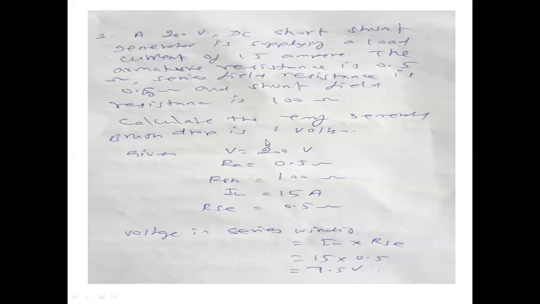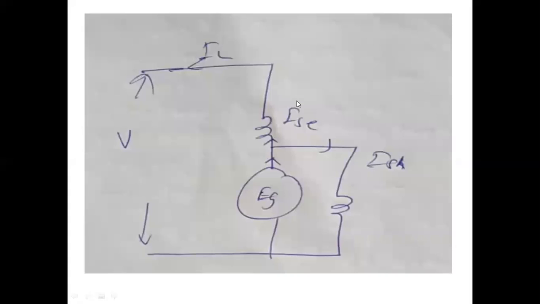Brush drop is also given in the numerical. It is given, so we have to consider it. If it is not given, then there is no need to worry about it, right? So accordingly, you need the voltage drops. The terminal voltage, total voltage 200, is given. Armature drop you have determined, for which you need armature current and RA. RA is given. So armature current we have to determine.